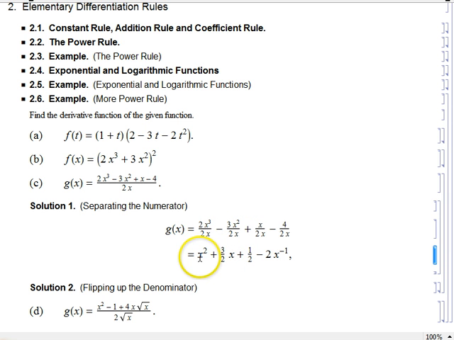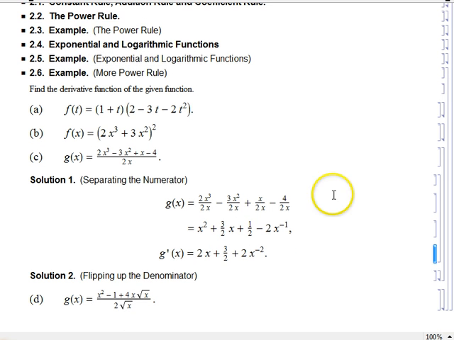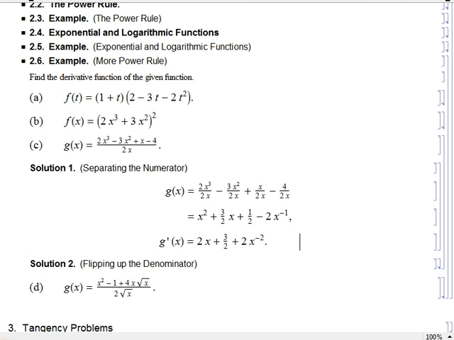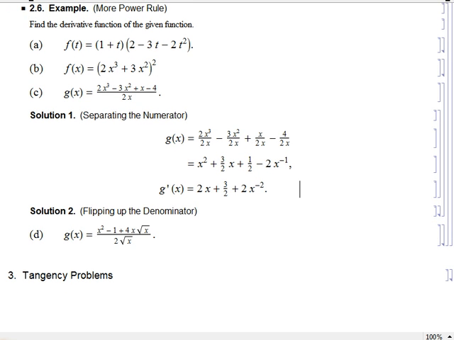3 minus 2, so second power. 3 minus 1, so first power. The x's cancel out, nothing. And then we have a negative first power this time. Now that we are done with those simplifications, we can apply the derivative formula. 2x, 3 halves, negative 2x to the negative second power. This is a standard method to handle this kind of problem, and our textbook deals with it this way as well.